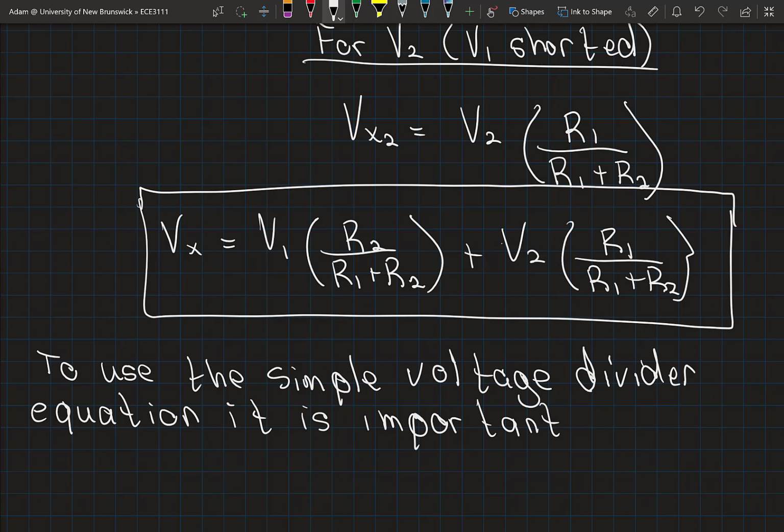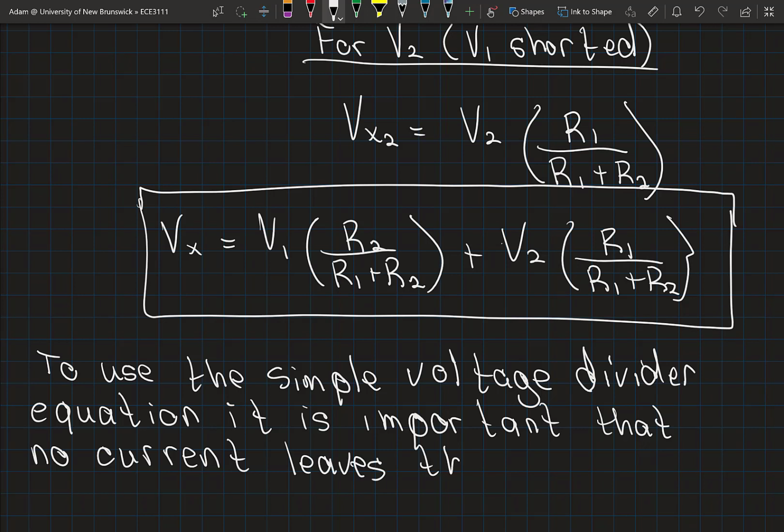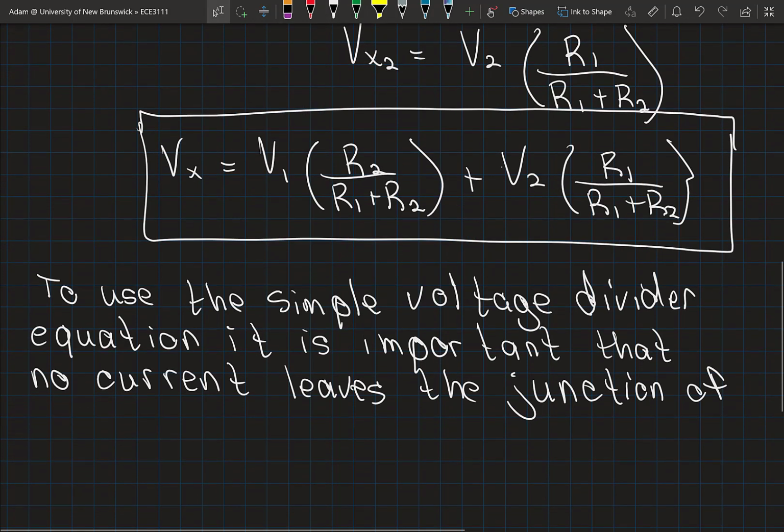It's important that no current leaves the junction of the two resistors. And I'll draw a diagram here to make it clear what I mean here in a second.